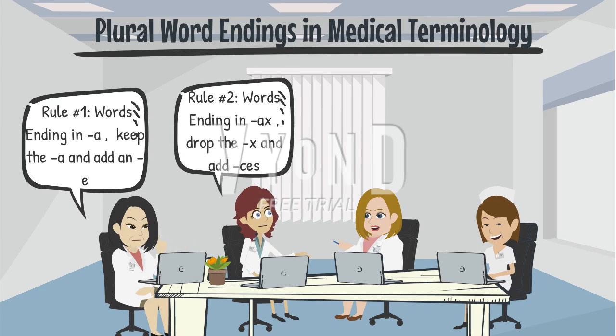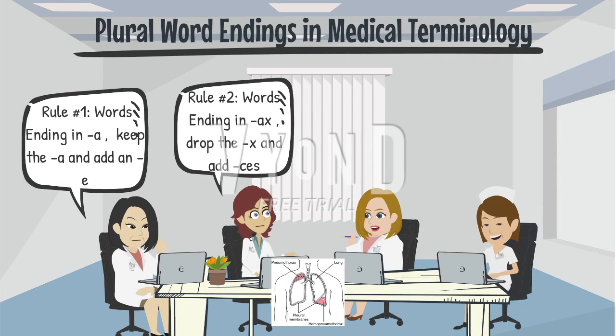Rule number 2. Words ending in X. When the singular form of the word ends with X, drop the X and add CES. For example, pneumothorax, pneumothoraces.